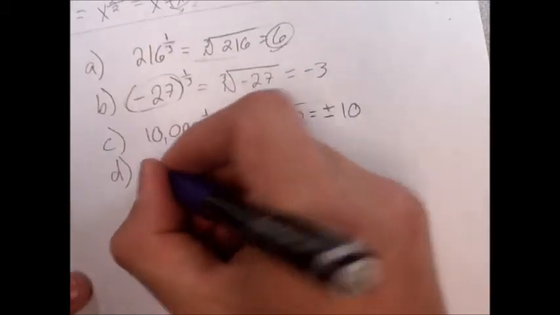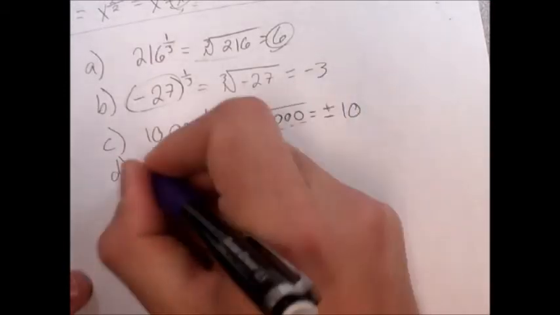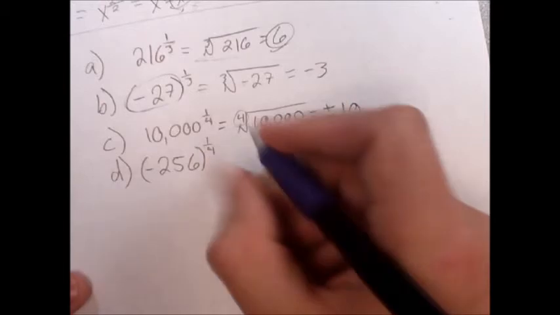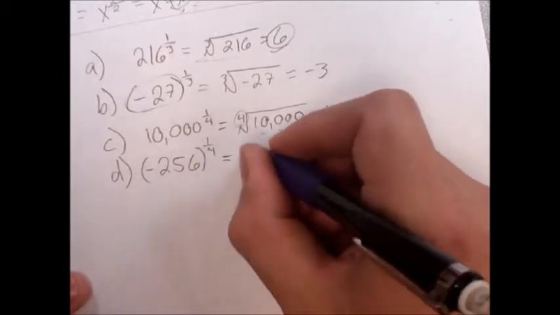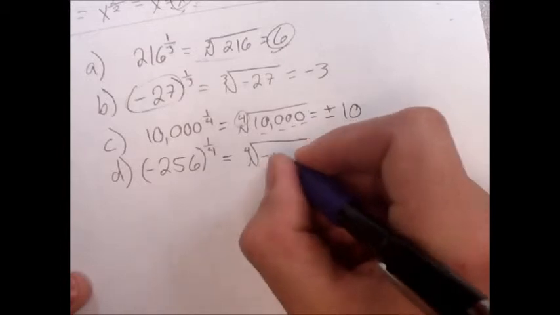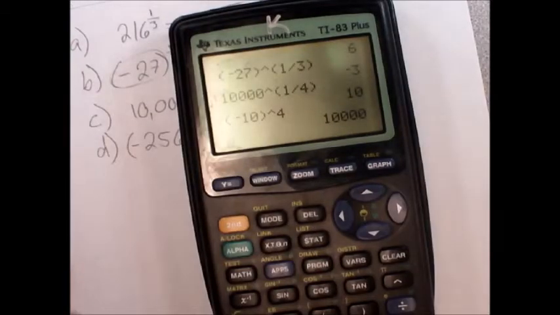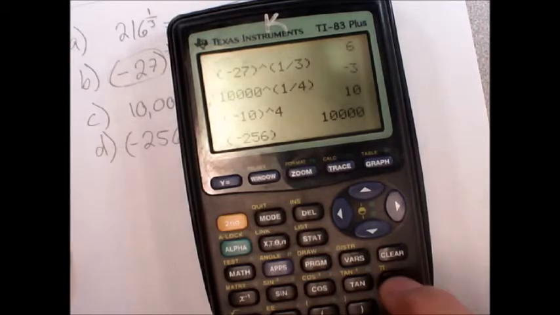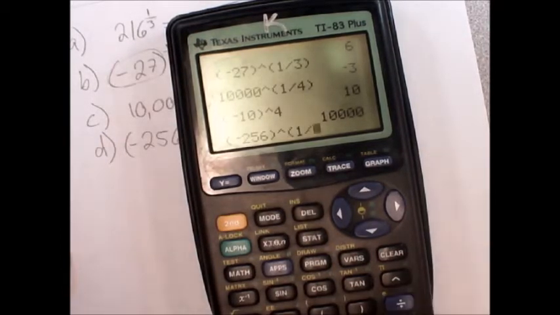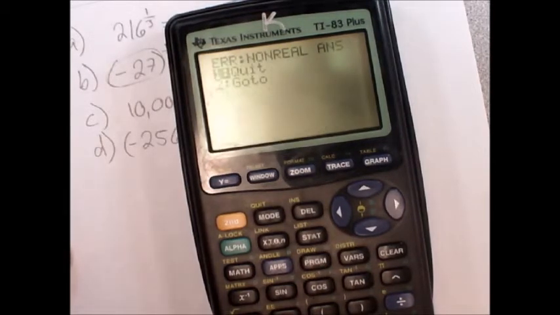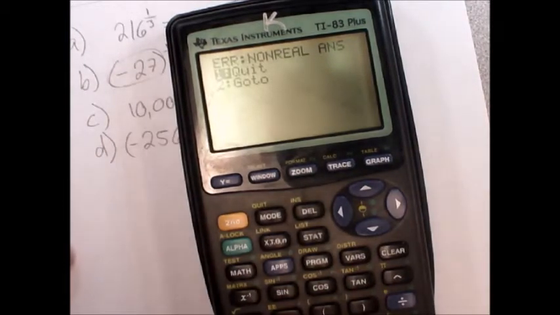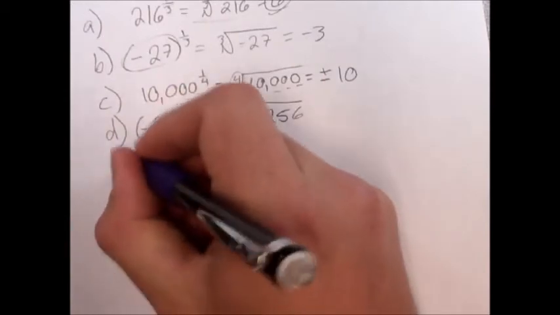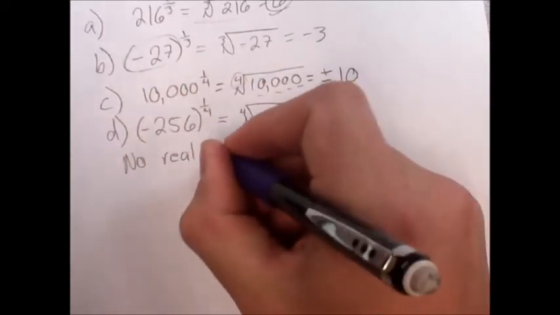On part D, I have negative 256 raised to the power, notice that it's in parentheses, of 1/4. I'm going to rewrite this as a 4th root of the radicand 256. Again, I could use my calculator for this. I put in negative 256 in parentheses, raised to the power of 1/4, and I should get an error. There you go. It even tells you what to write. You have a non-real solution, so that means that there is no real solution for this problem.